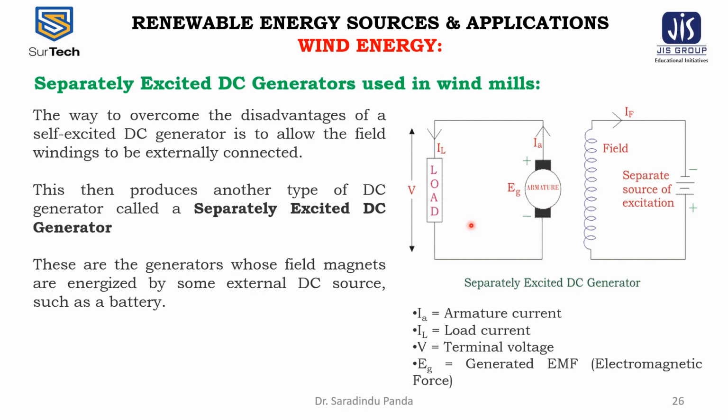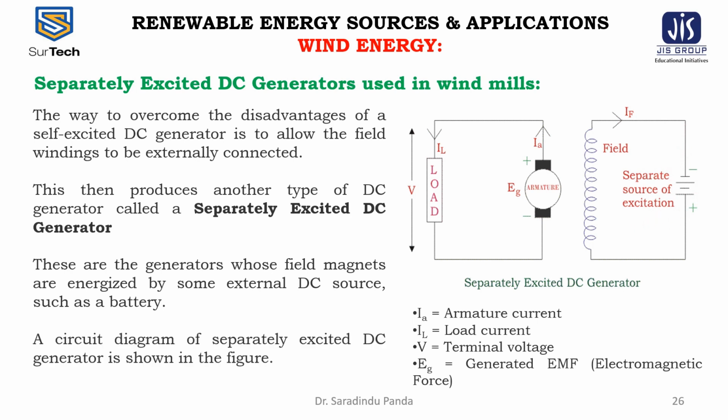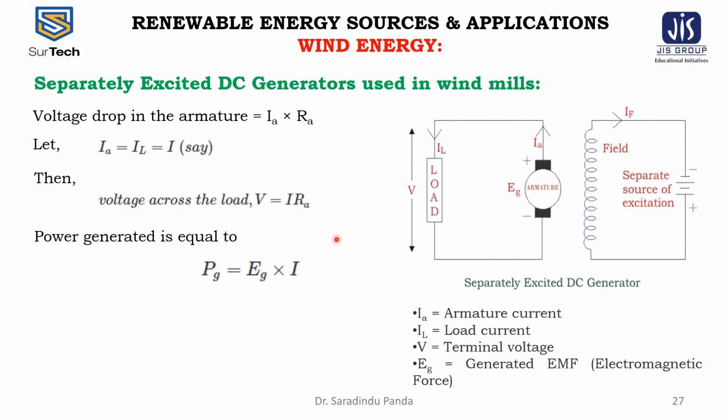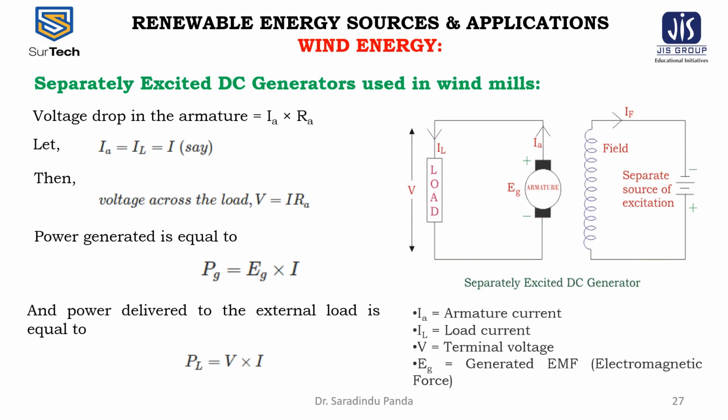These are the generators whose field magnets are energized by some external DC source, such as the battery as shown in the figure. The circuit diagram of separately excited DC generator is shown in the figure. Now the voltage drop in the armature is IA cross RA. Let IA equal IL equal I. Now the voltage across the load V is equal to EG minus I cross RA, and the power generated is PG equal to EG into I, and the power delivered to the external load is PL equal to V cross I.